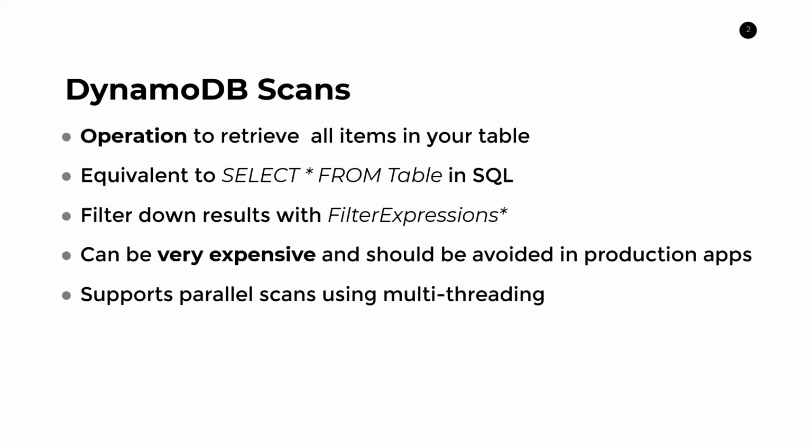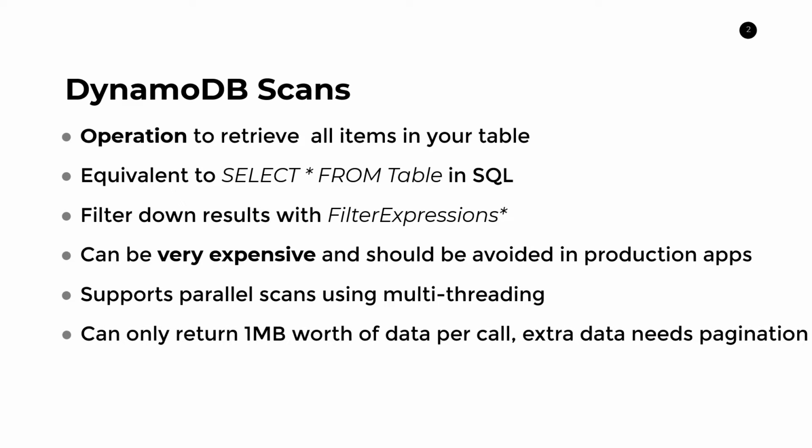Now, one thing to keep note of if you're using scans, and this actually applies to queries as well, is that you can only return 1 megabyte worth of data per call. And extra data that may not be returned in that result set needs to be extracted using pagination. Pagination, if you're not familiar, is just the idea that DynamoDB will give you a key after your first call. You pass in your key with your next call, and it gives you the next batch or the next set of results. Pretty standard stuff.